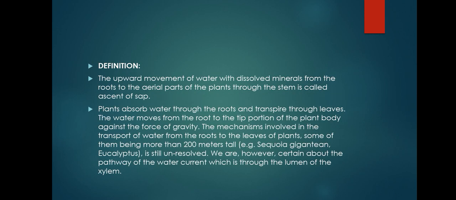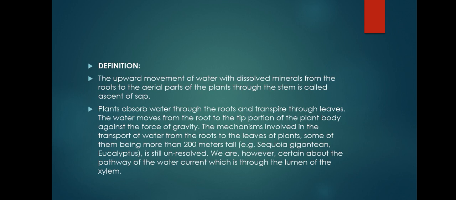So, coming to the definition of ascent of sap, the upward movement of the water with dissolved minerals from the roots to the aerial parts of the plant through the stem is called ascent of sap. Plants absorb water through the roots and transpire through the leaves. The water moves from the root to the tip portion of the plant against the force of gravity.